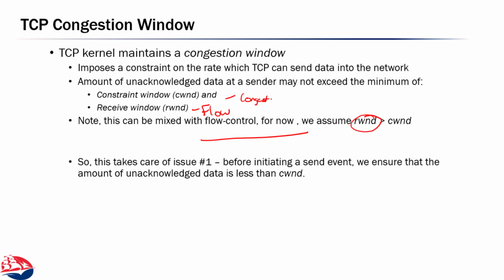So this satisfies issue number 1. Before initiating a send event, we ensure that the amount of unacknowledged data is less than the current window. And if it's not, then we do not admit new data into the socket, into TCP. It stays in the application's memory. It may slow down the application, but that's kind of what we're trying to do here.